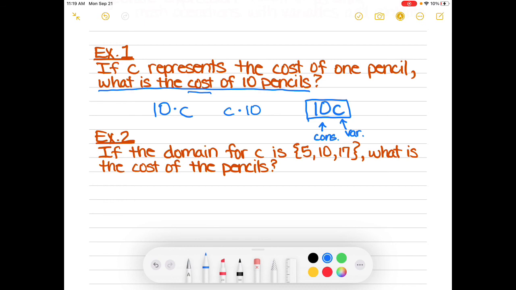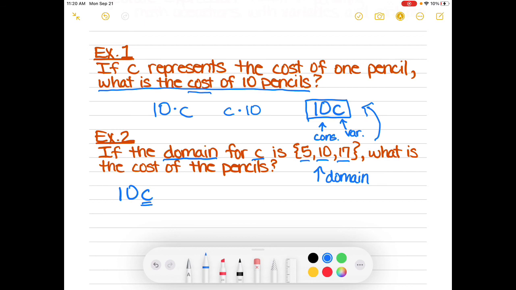Now we're going to take that answer from example 1 and move it over to example 2. It says if the domain for C is 5, 10, and 17, what is the cost of the pencils? They're assuming that you're still using the problem from before, which is 10C. So I'm going to write it over here, 10C. And then the domain is this part, the 5, 10, 17. What domain means is that I'm going to put each of those numbers, 5, 10, and 17, in this equation for C. Those are going to be the cost of the pencils.